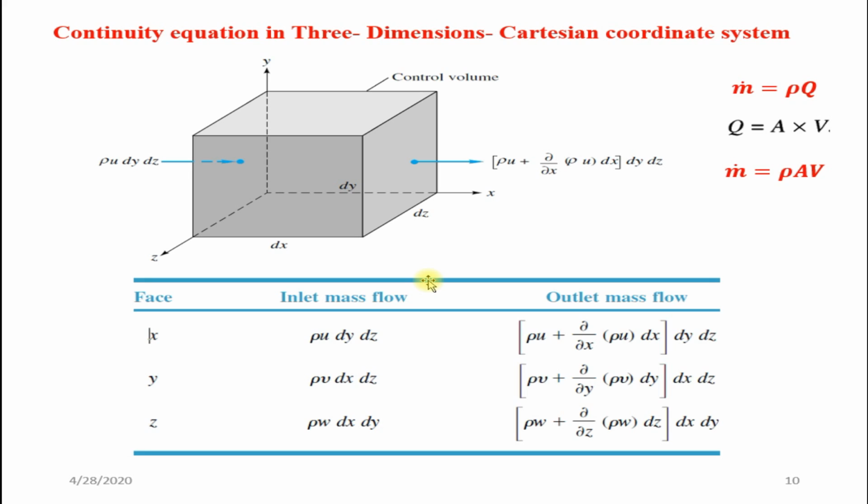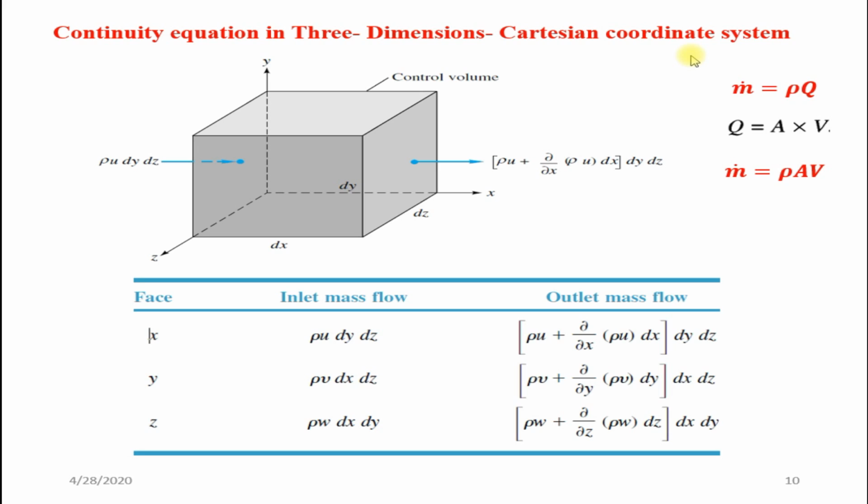All the basic differential equations can be derived by considering an elemental control volume. We have to derive the continuity equation in 3 dimensions, in the Cartesian coordinate system, also called the rectangular coordinate system.